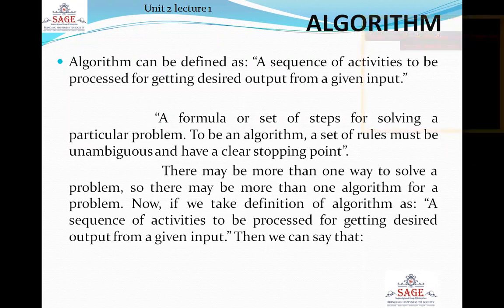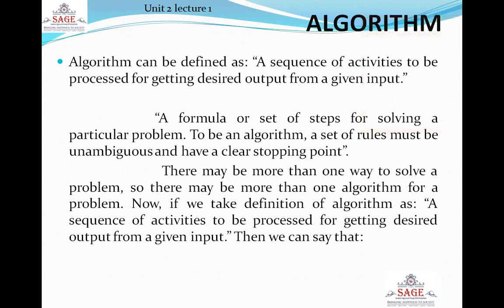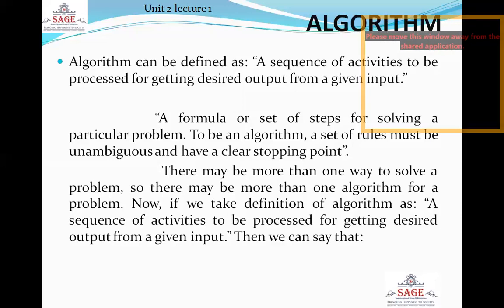Algorithm can be defined as a sequence of activities to be processed for getting desired output from a given input. That means we need an output for a given input. So we used to follow the algorithm. A formula or set of steps for solving a particular problem. To be an algorithm, a set of rules must be unambiguous and have a clear stopping point. There may be more than one way to solve a problem, so there may be more than one algorithm for a problem.